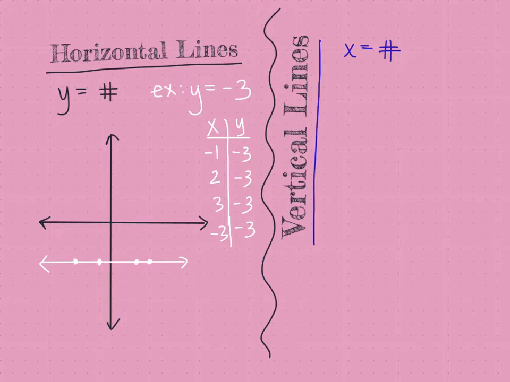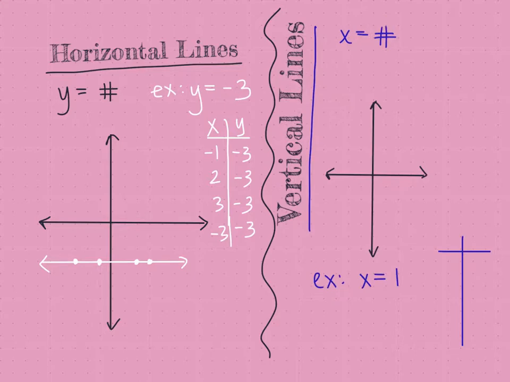Let's take a look at vertical lines. Vertical lines are of the form x equals a number. So the vertical line that I want to take a look at is the line x equals 1. This is a vertical line because it's of the form x equals a number. And we're going to do the same thing.